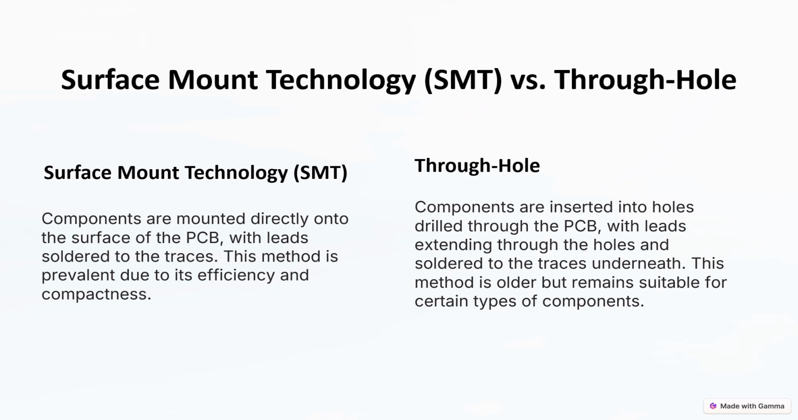Surface mount technology versus through-hole. Surface mount technology, also called SMT. Components are mounted directly onto the surface of the PCB with leads soldered to the traces. This method is popular due to its efficiency and compactness. Through-hole. Components are inserted into holes drilled through the PCB with leads extending through the holes and soldered to the traces underneath. This method is older but remains suitable for certain types of components.